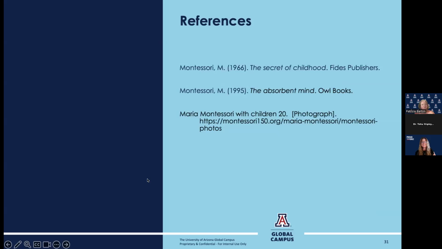Finally, for some further reading, the quotes from this presentation are from Montessori's book, The Secret of Childhood, the 1966 edition from Fides Publishers, and The Absorbent Mind, from the 1995 edition from Owl Books. The photograph of Montessori is from the Montessori 150 org website. It's Maria Montessori with Children number 20.